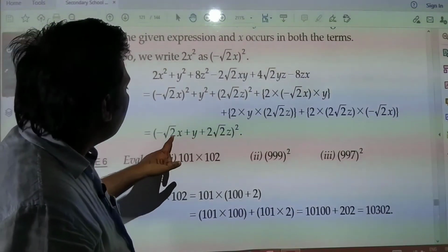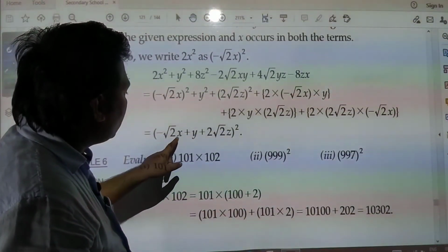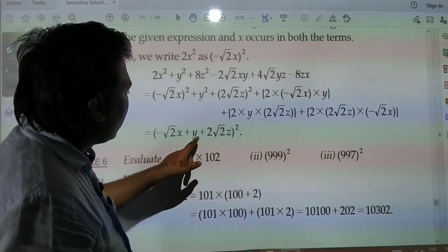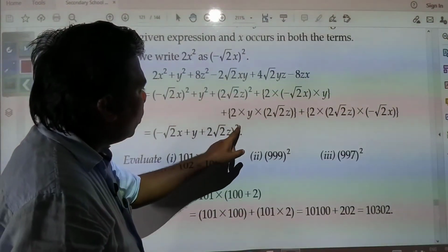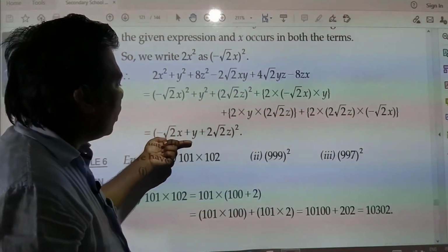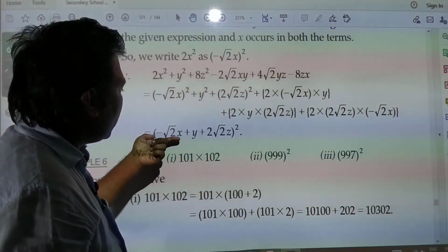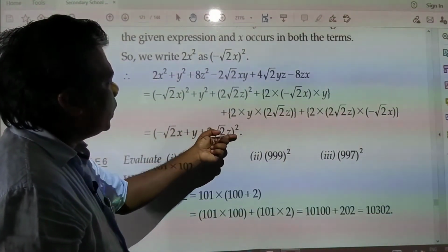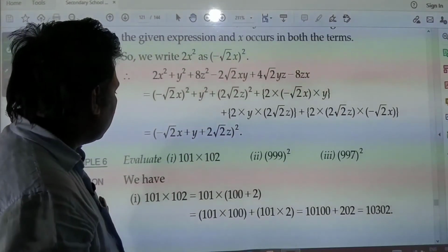Here you see (−√2x + y + 2√2z)². So this expansion you need to write, and then by the formula we will get (−√2x + y + 2√2z)², and this will be your answer.